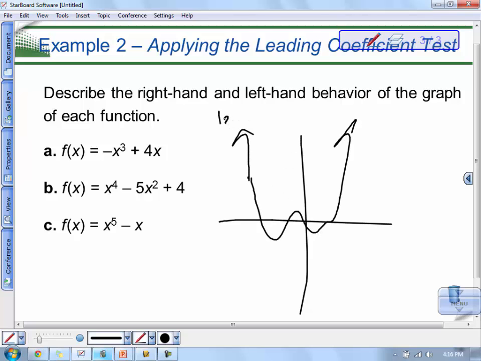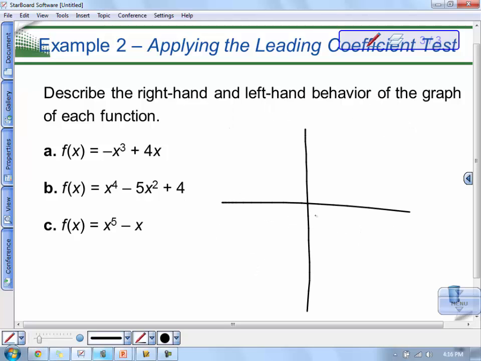All right, in which case left, you'd say positive infinity, and right, you'd say positive infinity. Okay? Now this fifth degree one here, it's got up to 5 real zeros. It's odd. So it looks something like this, in which case left you'd say positive infinity, and right you'd say negative infinity.